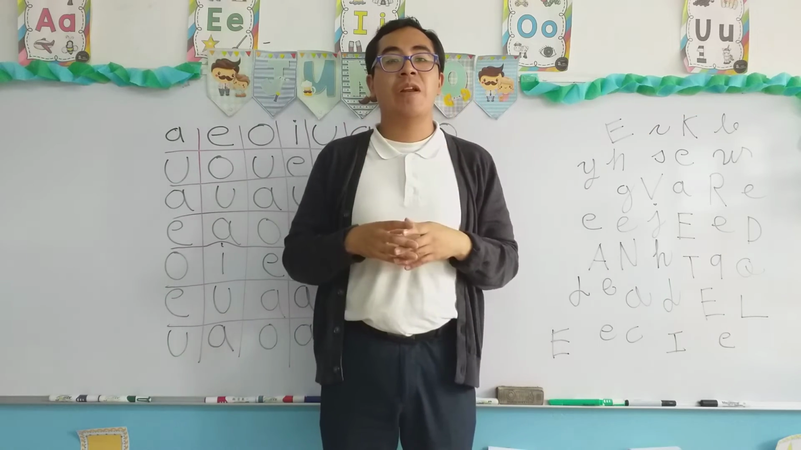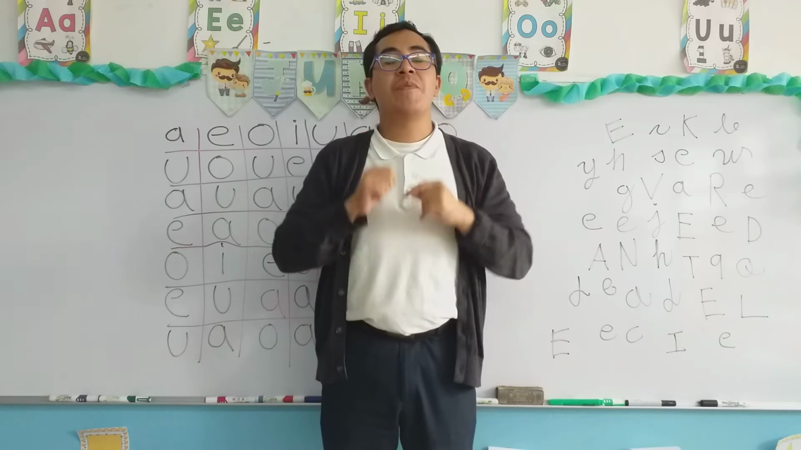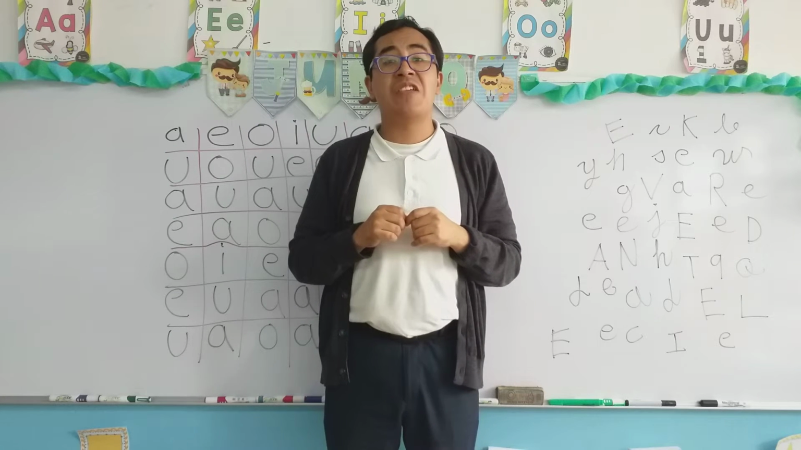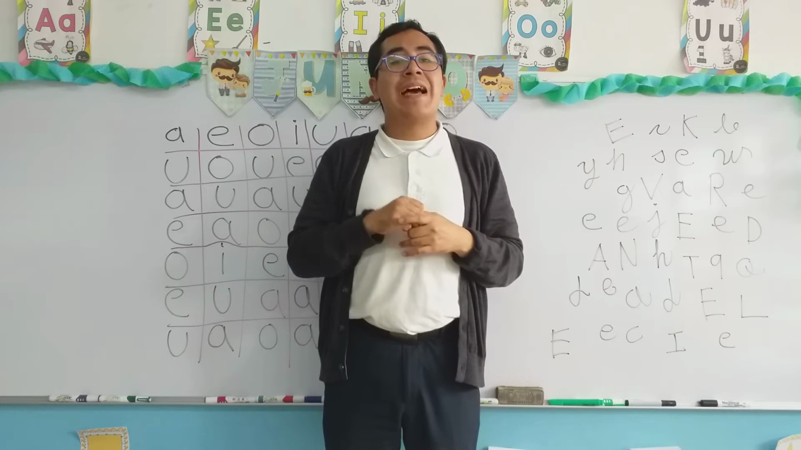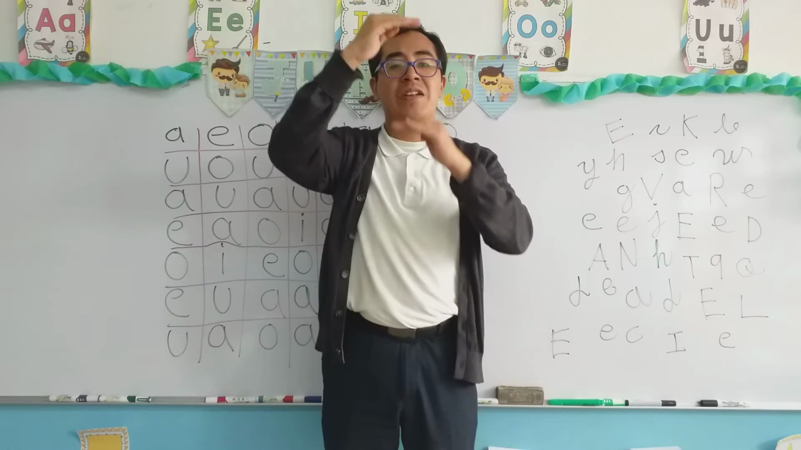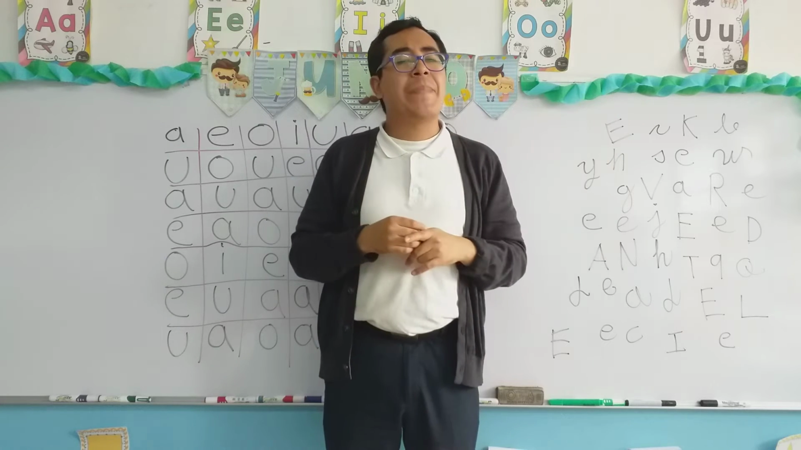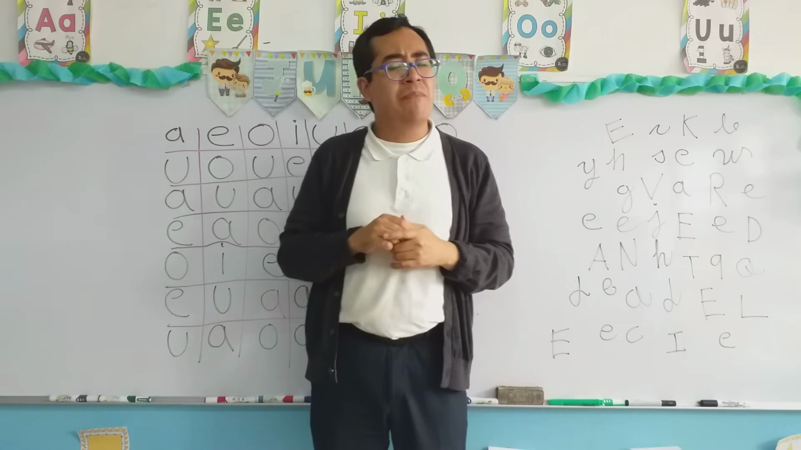For today, my children, we're going to continue with the review and studying of the letter E. Now remember, the letter E has two forms, capital and small. Objects with capital E. Let's see if you remember some of them.